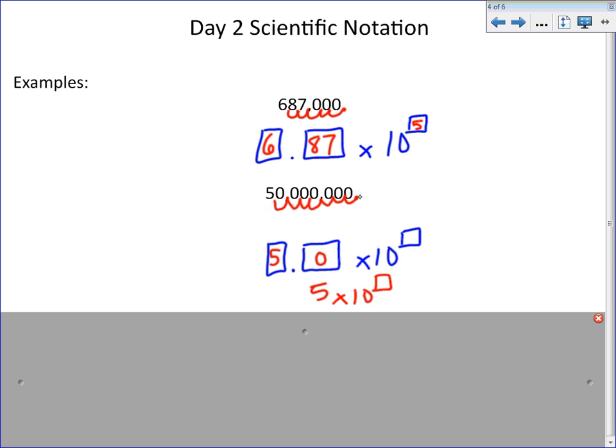Now, how many times do we move it? Once, twice, 3 times, 4, 5, 6, 7. And so either one of these answers is acceptable. You can either have 5.0 times 10 to the 7th or 5 times 10 to the 7th.